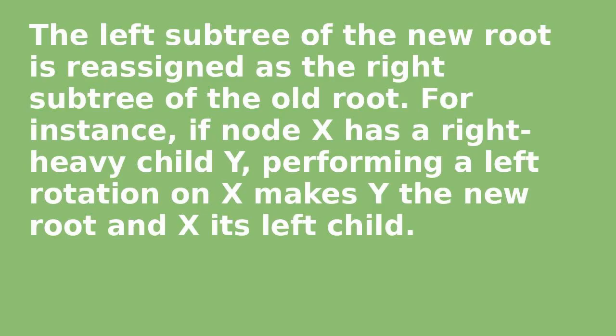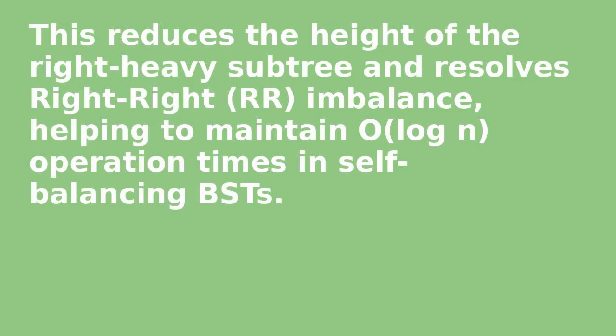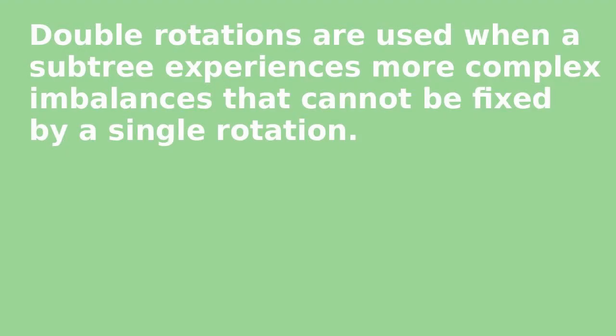For instance, if node X has a right-heavy child Y, performing a left rotation on X makes Y the new root and X its left child. This reduces the height of the right-heavy subtree and resolves right-right (RR) imbalance, helping to maintain O(log n) operation times in self-balancing BSTs. Double rotations are used when a subtree experiences more complex imbalances that cannot be fixed by a single rotation.